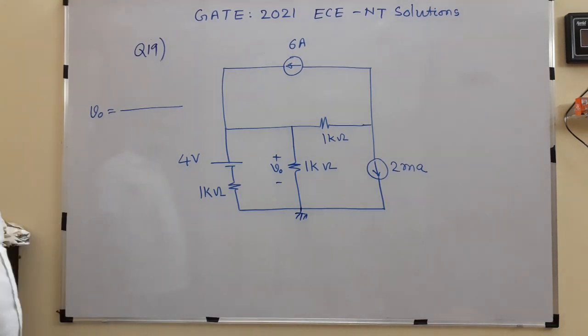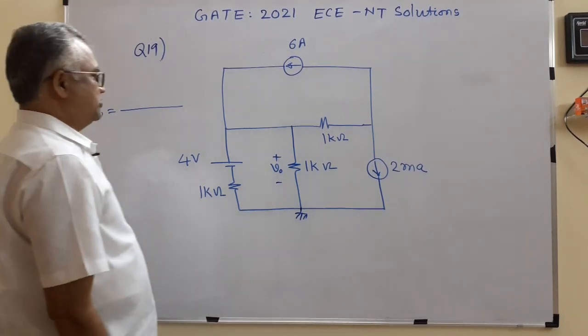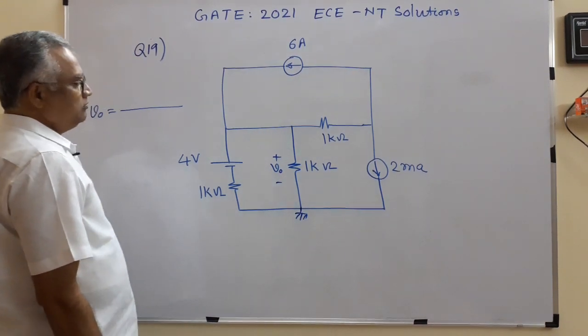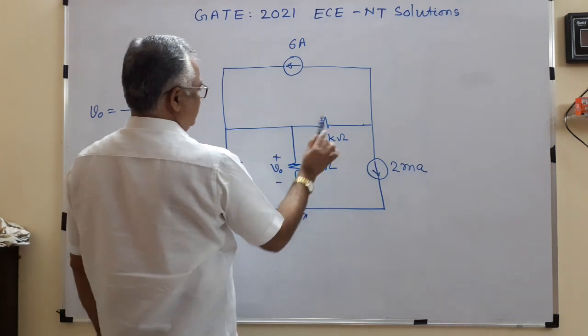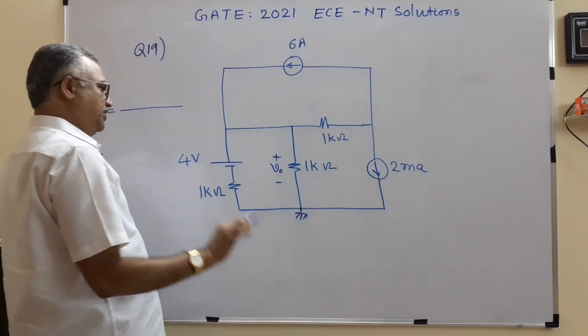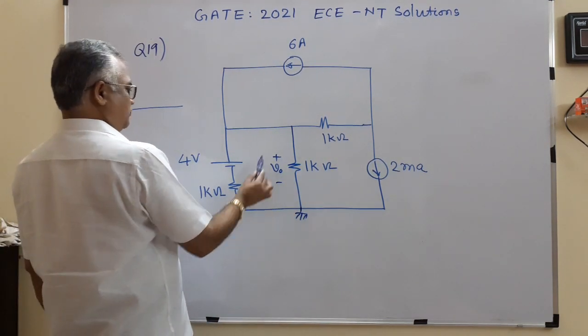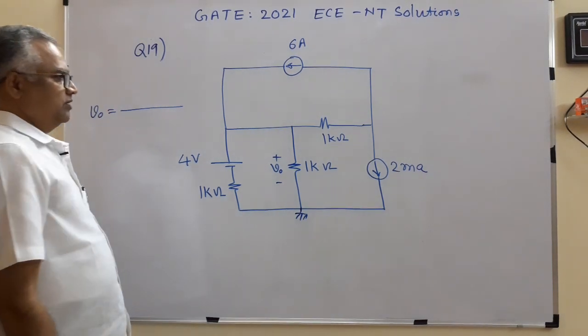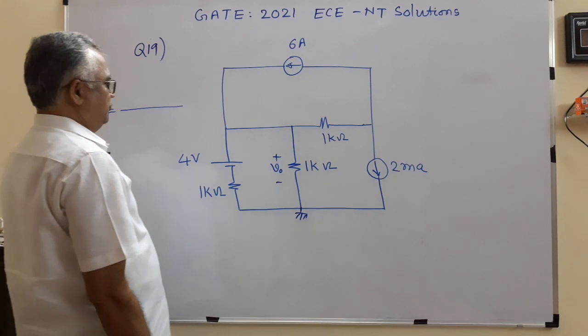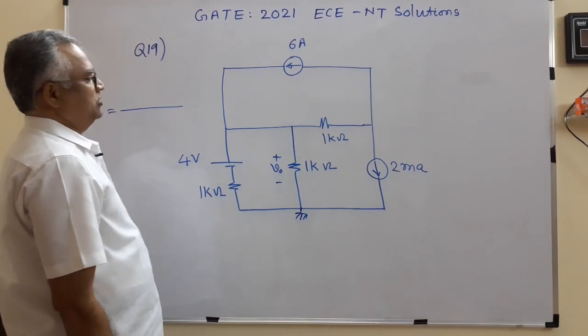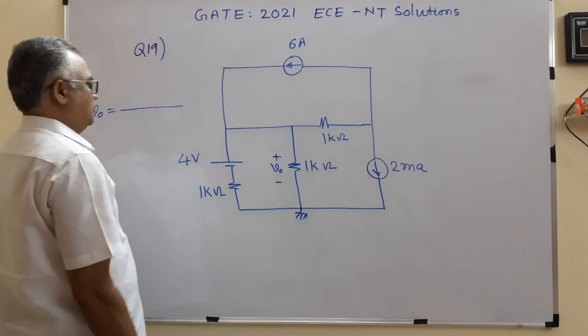To find V naught, you can use mesh analysis or nodal analysis. But because of more current sources, mesh analysis is easy even though the question is to find the voltage. If you solve by nodal, it takes more time. If you solve by mesh, it will take less time.